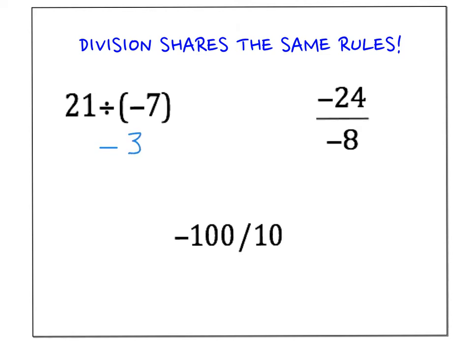Over here I have negative 24 divided by negative 8. A negative divided by a negative will give me a positive. 24 divided by 8 is 3, so that is equal to positive 3. Then the last one here at the bottom says negative 100 divided by 10. A negative divided by a positive will be a negative, and 100 divided by 10 is 10. So my final answer is negative 10.